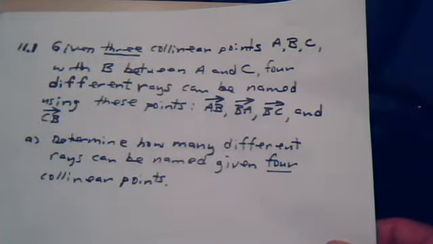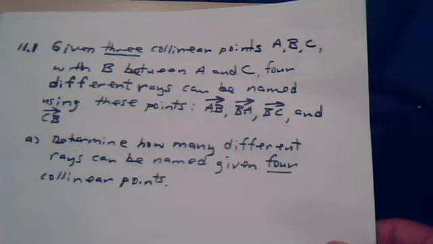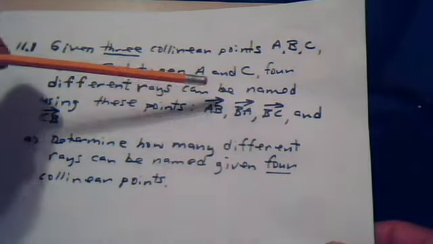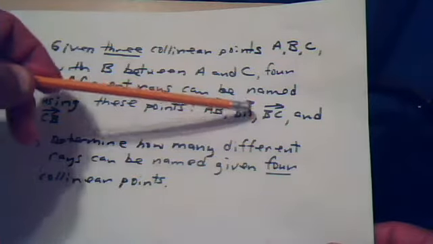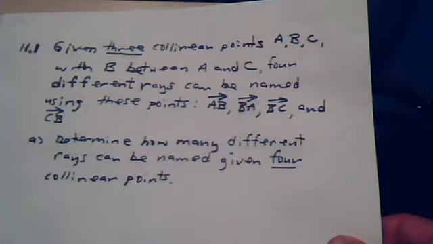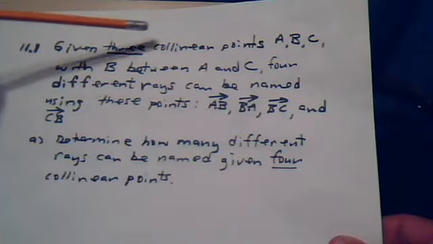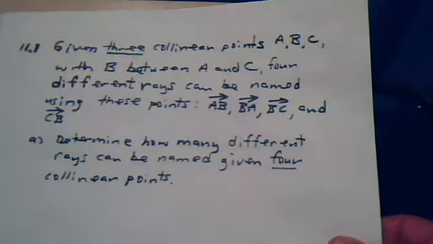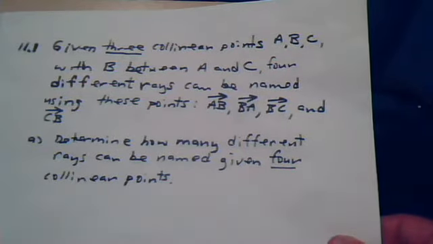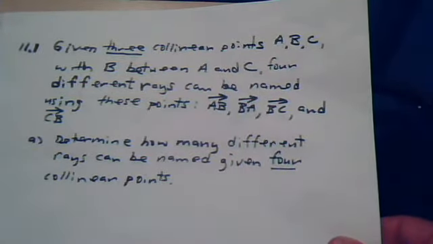Given three collinear points A, B, C, with B between A and C, four different rays can be named using these points. Ray AB, ray BA, ray BC, and ray CB. So notice we had three collinear points, and we were able to name 1, 2, 3, 4 rays. Three collinear points produced 4 rays.